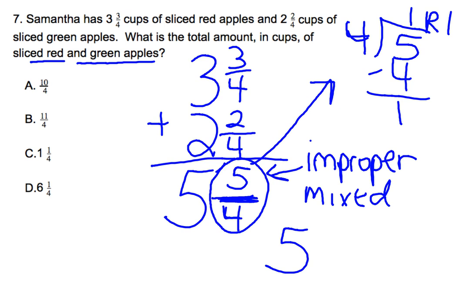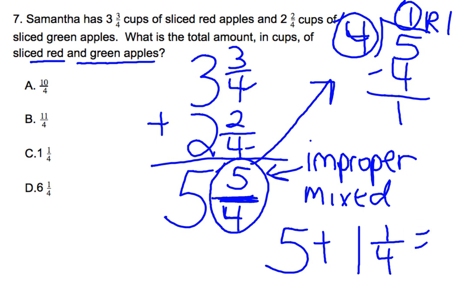Now remember, to make this a mixed number, this is your whole number. So plus 1. The remainder is your numerator. And the denominator stays the same. However, since we're dividing by 4, it stays fourths. So now we have 5 plus 1 1/4. So we add and we get 6 1/4. So the answer to the question is choice D.